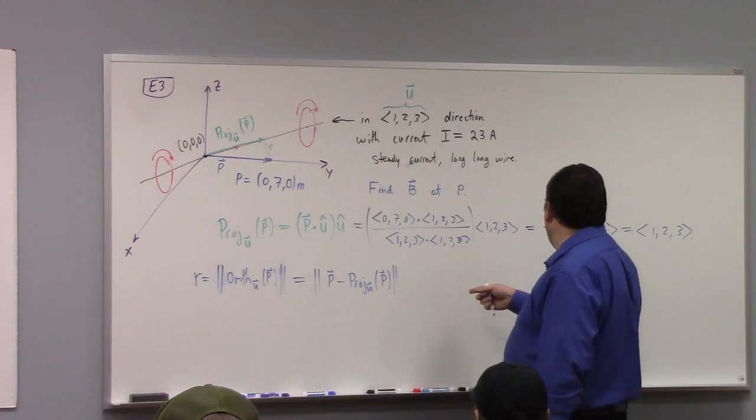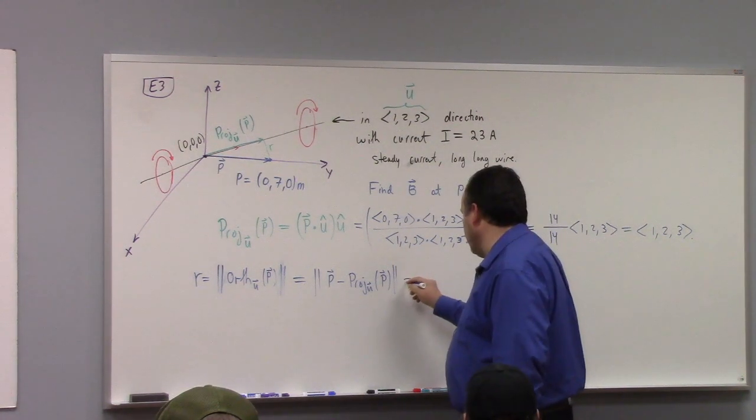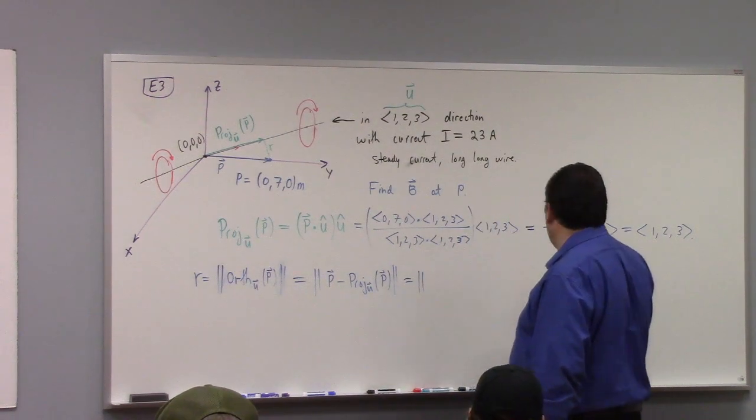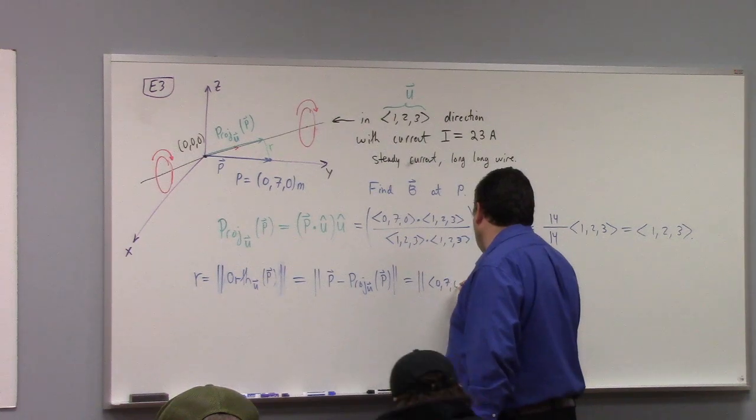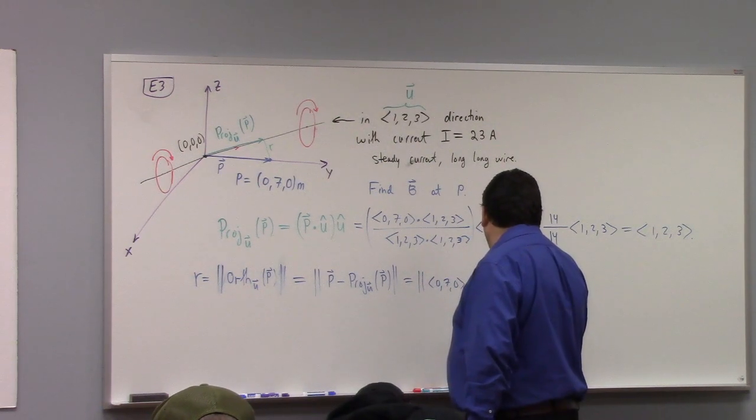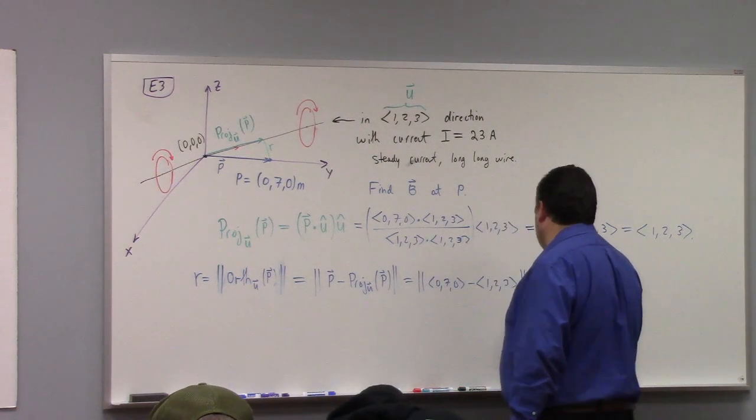The perpendicular piece you simply get by the subtraction of the parallel piece off the vector. And so here that works out to what? The length of 0, 7, 0 minus 1, 2, 3. Man, this is cool. It's got no fractions in it.